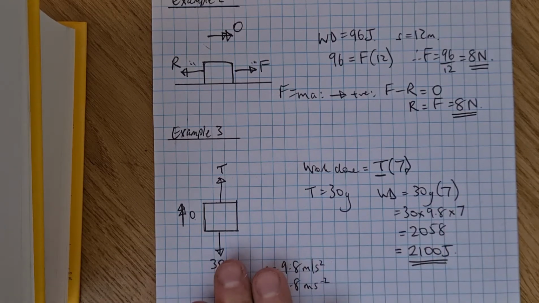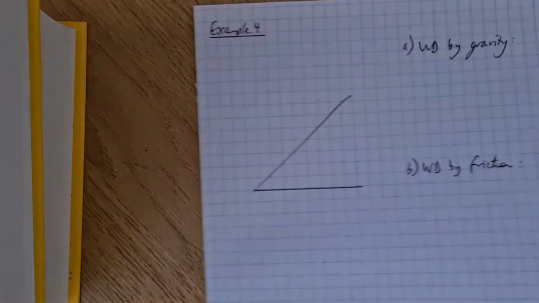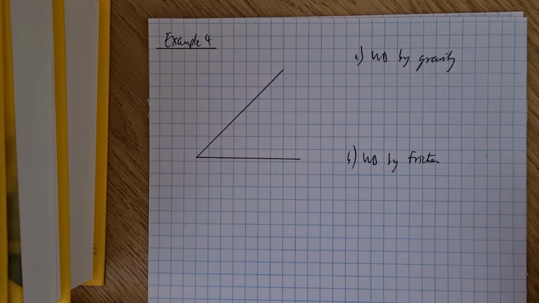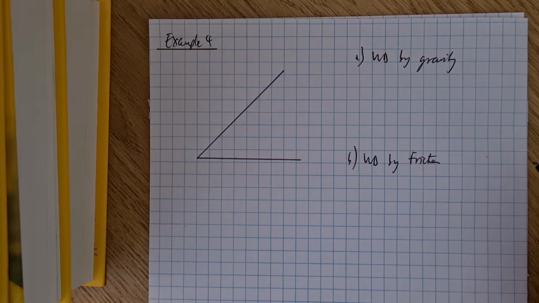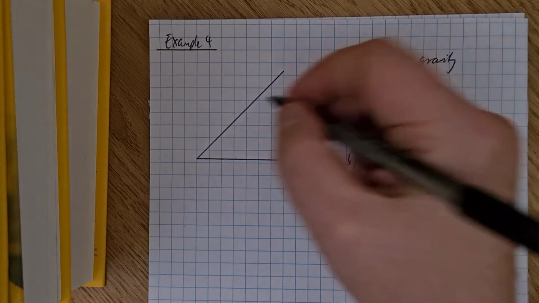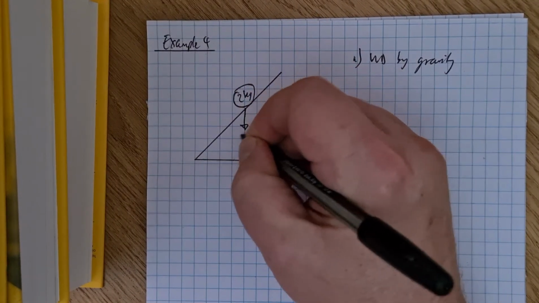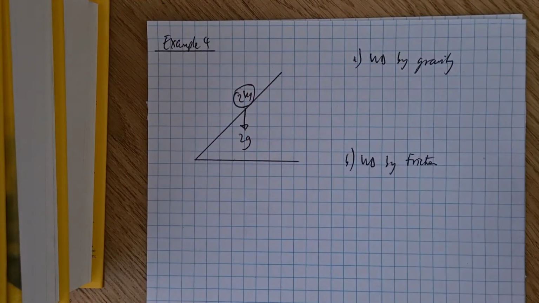Now, as I said, I would come to this component of force in the direction of motion. So example number 4, we have a package being pulled up an inclined plane. In this case we've got the mass of the package as 2 kilograms, so straight away we have a weight of 2g.